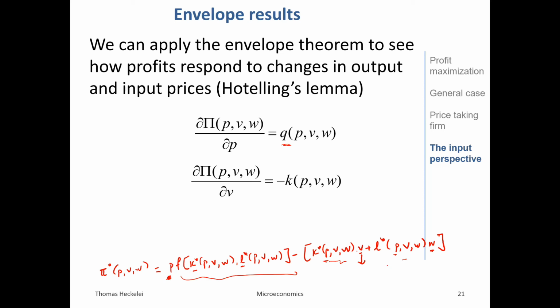Then we will arrive again at the negative of the unconditional input demand function for K, capital, and the same for L with respect to W. And these derivations, these shortcuts, are called Hotelling's lemma.